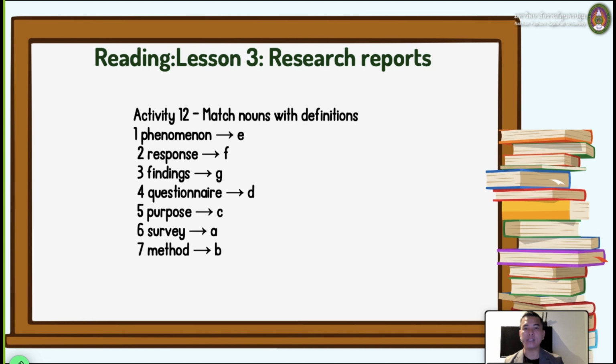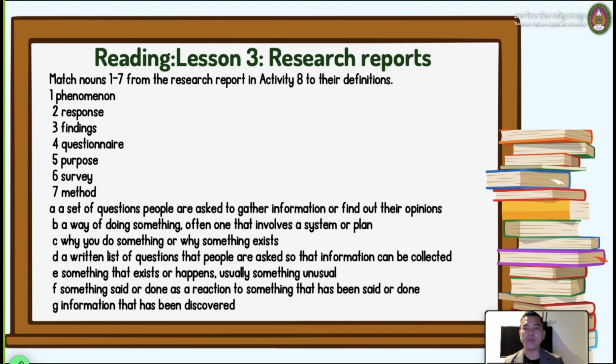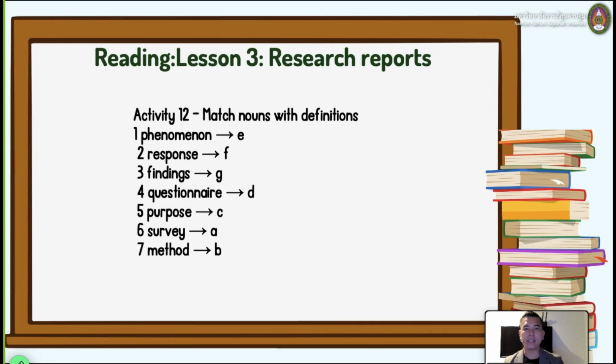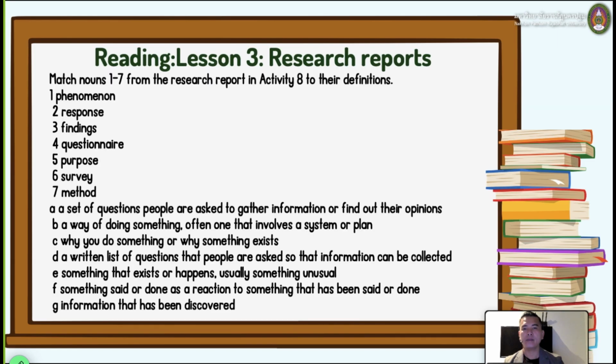Questionnaire, it's letter D. The questionnaire is a written list of questions that people are asked so that information can be collected. Purpose, it's letter C. So purpose is C. Why you do something or why something exists. So it is answerable by why. It's a reason. Next is survey. It's letter A. A set of questions people are asked to gather information. And the last one is B, the method. A way of doing something, often one that involves a system or plan.